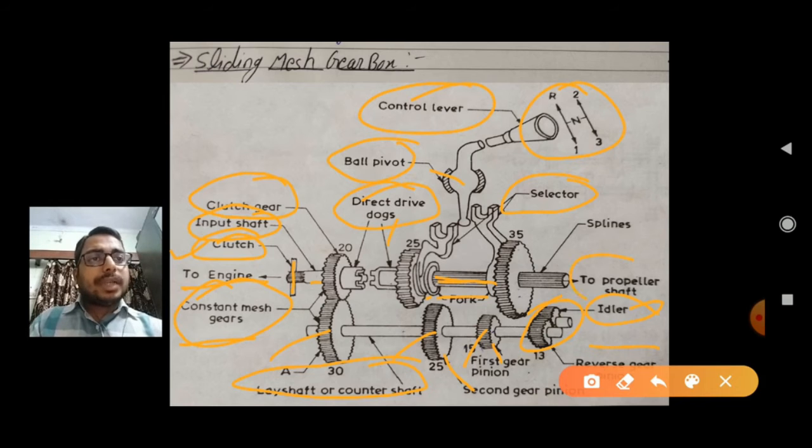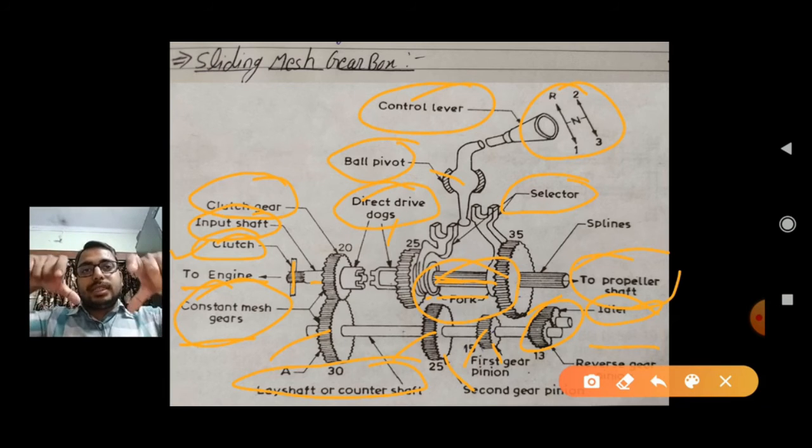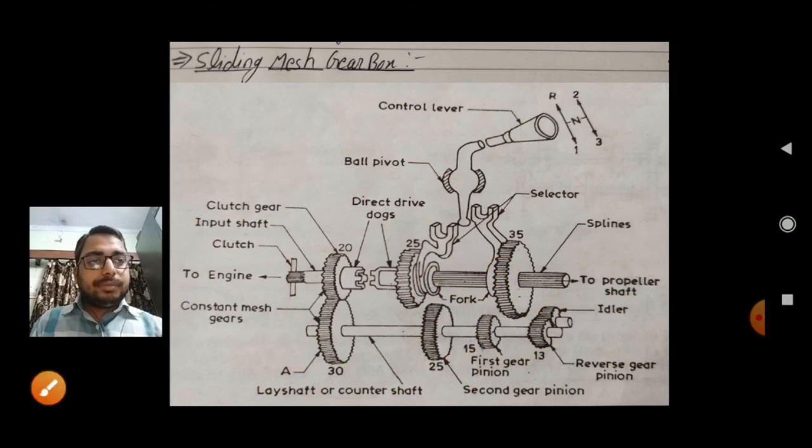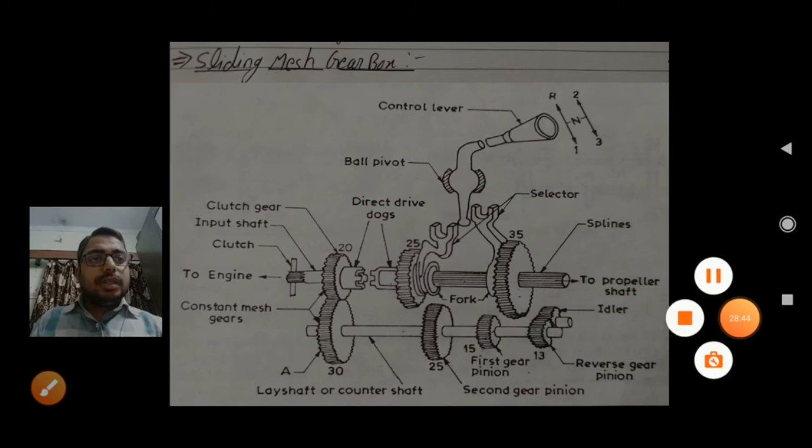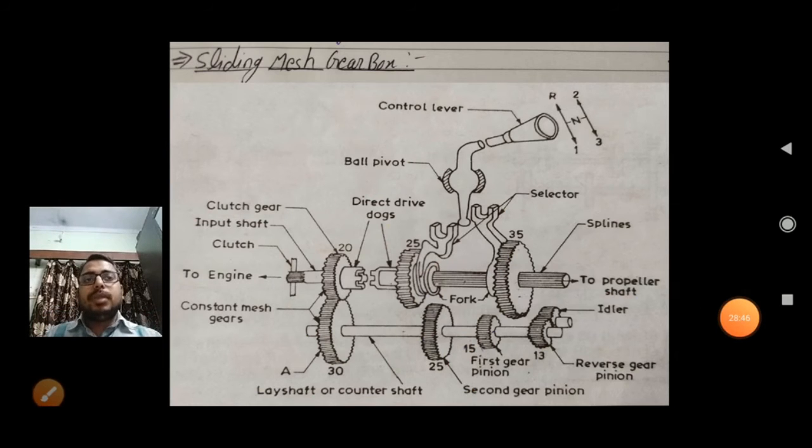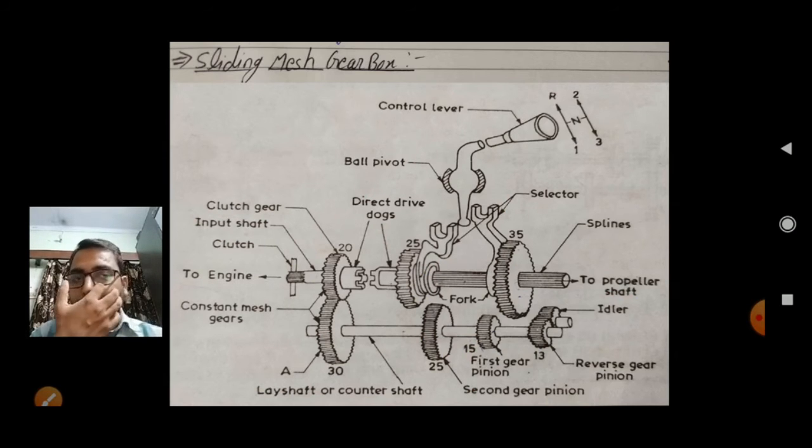Further, the propeller shaft. The power which is generated in the cylinder, into the gearbox, is transferred to the propeller shaft. So this is the propeller shaft, and in between that, this is the fork. This is a clamp by which the sectors are attached to the different types of gears. So this is simply the different nomenclature and different components of our sliding mesh gearbox. Now I will explain the working of this sliding mesh gearbox.